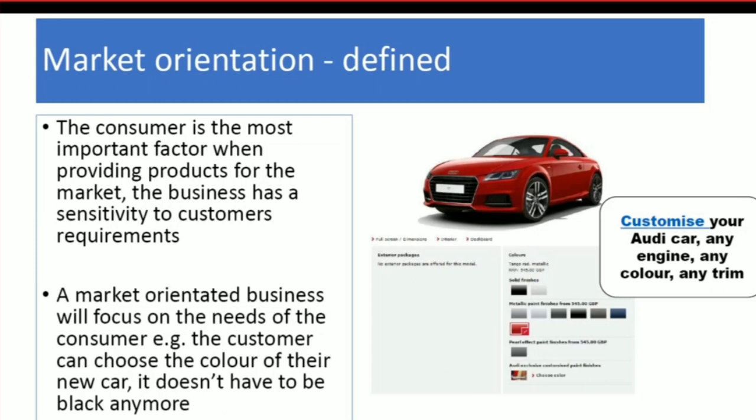If you think of Audi, you can customize your Audi car. You can put in any engine, any cc, any horsepower. You can choose any color, any trim for your product. So they do give priority to the customers before they provide the customers with the product or service. Yeah, so they do give priority to the wants and needs of the customers.